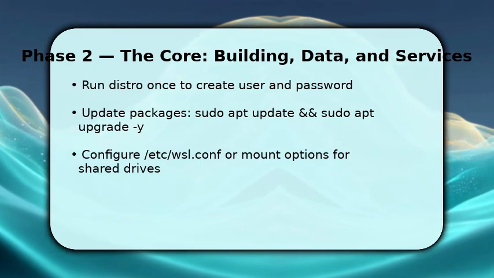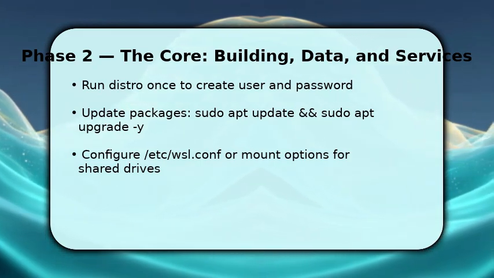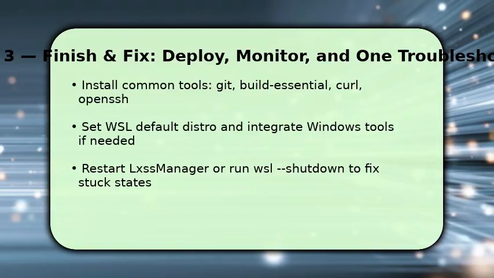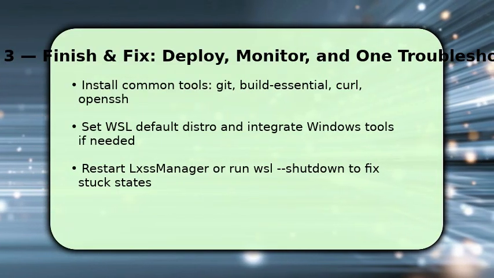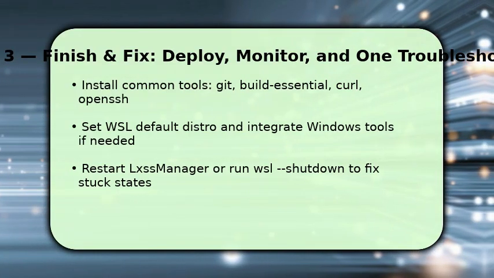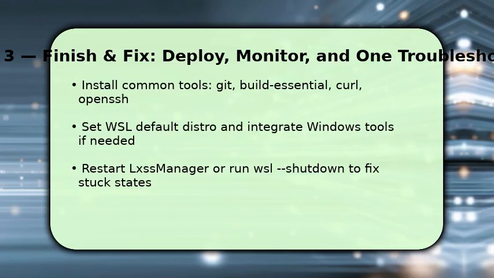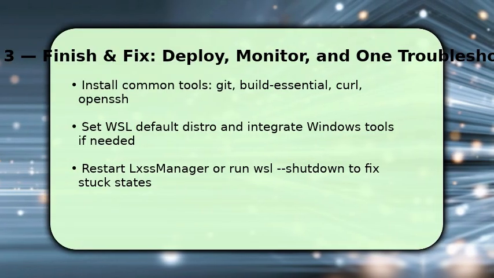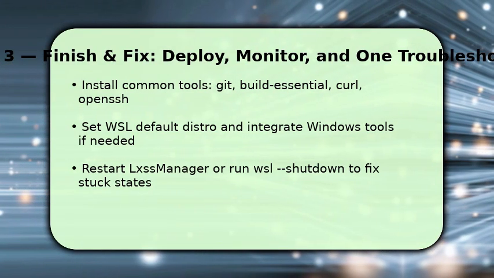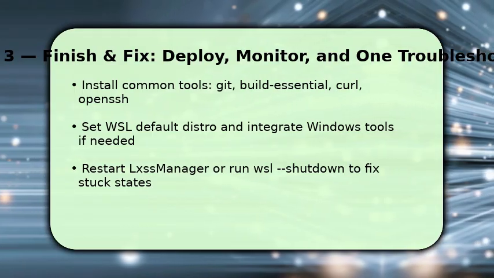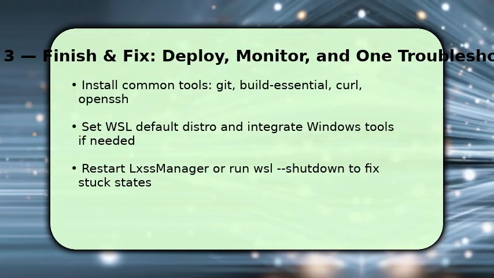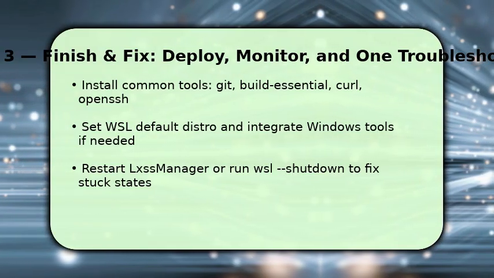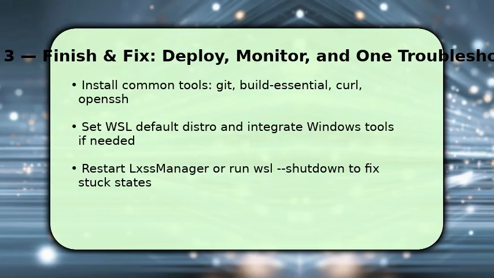Complete setup by installing essential developer tools, Git, build-essential, and curl, so you can build and fetch code directly. Set your default distro with wsl --set-default to streamline workflow and integrate editors by opening files from Windows. This bridges both systems. If WSL becomes unresponsive, run wsl --shutdown or restart the LxssManager service, because that forces a clean kernel restart. If you still see issues, check virtualization.